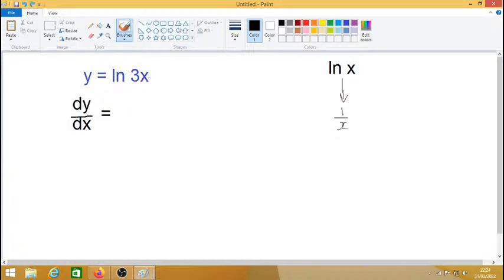So natural log of 3x. First, step one is to follow the pattern. Natural log of anything becomes 1 over that thing. So this becomes, in the first step, 1 over 3x. But in the second step of the chain rule, we then apply the chain rule to the 3x. 3x differentiates to 3, so we just times by 3. Okay, then simplify. We can do 1 times 3 on the top, which is 3 over 3x. And then both the top and the bottom can be divided by 3, so that becomes 1 over x.